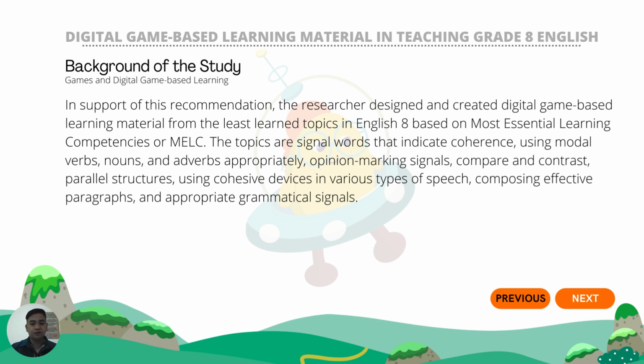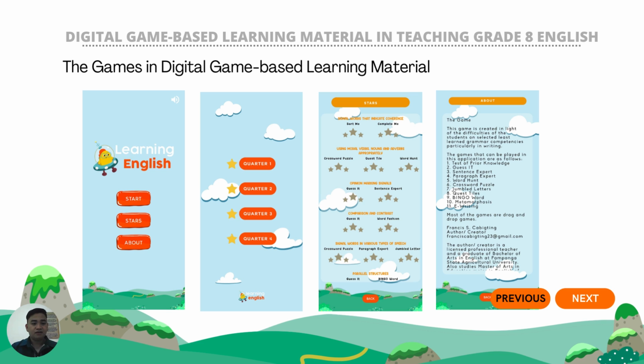The topics are signal words that indicate coherence, using modal verbs, nouns, and adverbs appropriately, opinion marking signals, compare and contrast parallel structures, using cohesive devices in various types of speech, composing effective paragraphs, and appropriate grammatical signals.